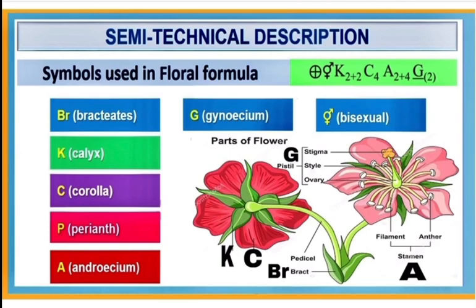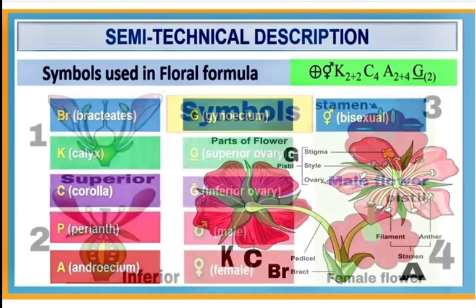And next come to the symbol used for a bisexual flower, meaning the flower has both stamens and pistil. For this you have to make a circle, and above the circle there is an arrow and below the circle there is a plus sign. This indicates the bisexual flower.